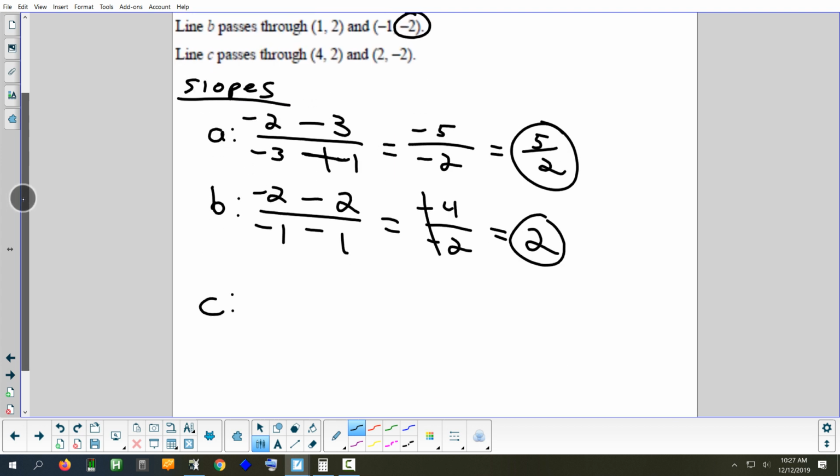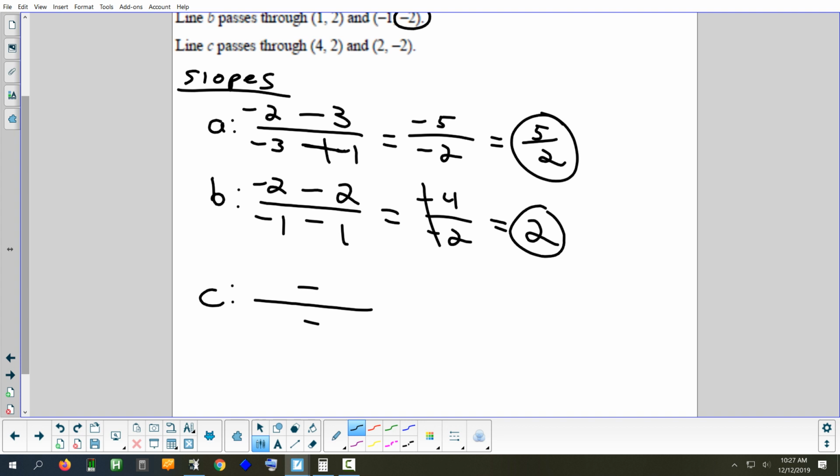C. Wait, why those? You said that it would be parallel. These are not parallel because the slopes came out different. Slopes have to come out the same. All right, for C, what goes in the upper left?